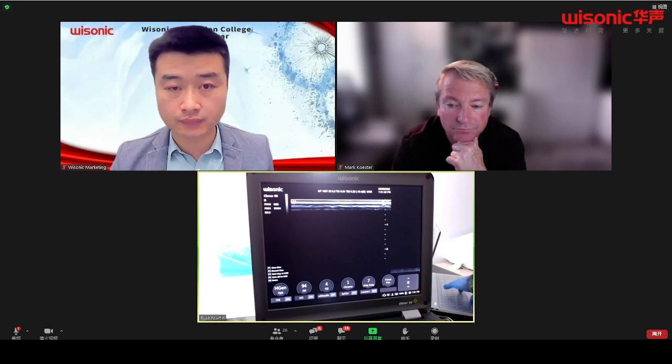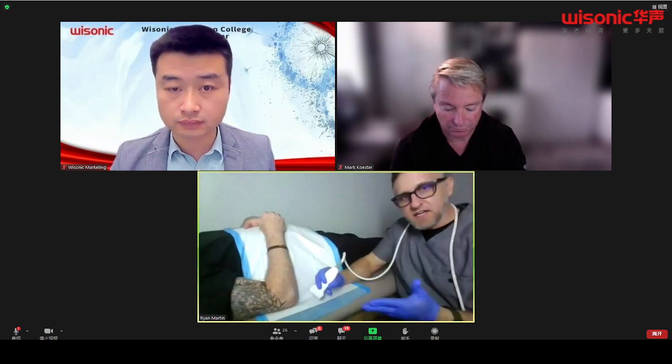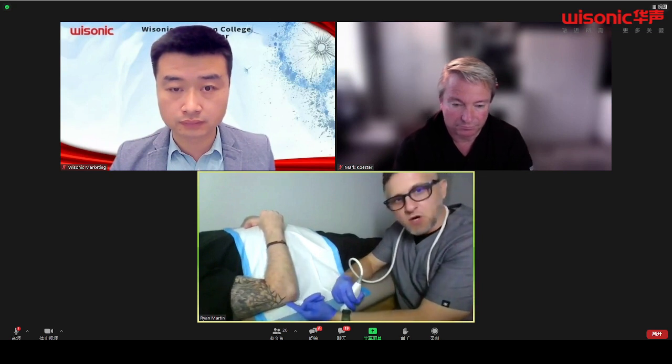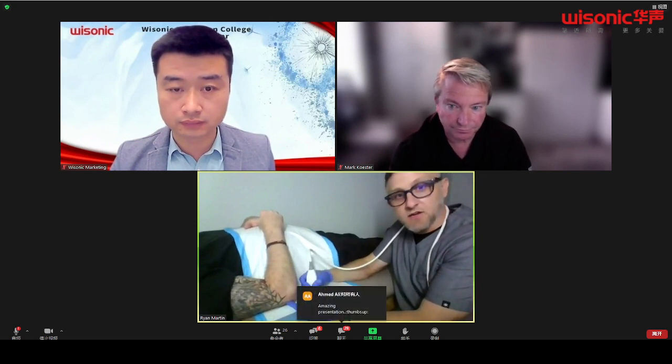Now, moving on, since we're already in this position here, it's really easy to look at the posterior olecranon or the tricep here.